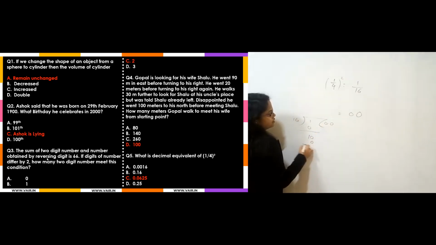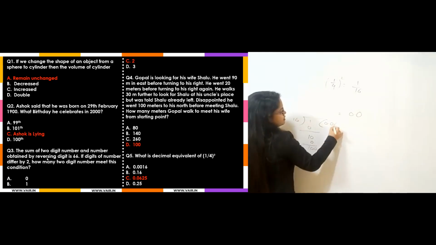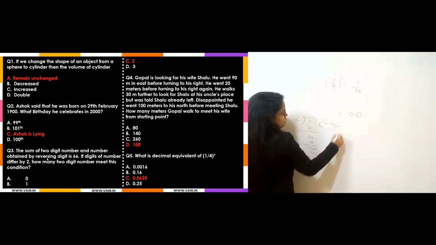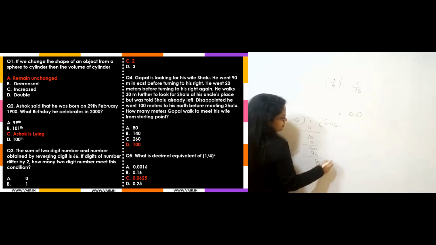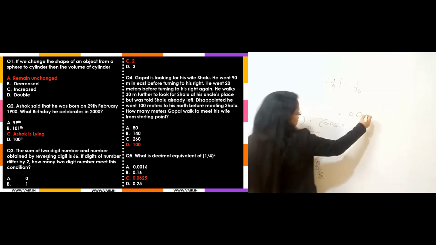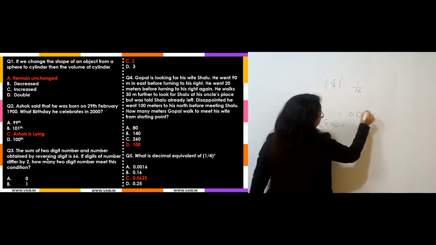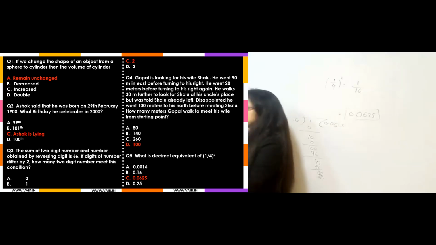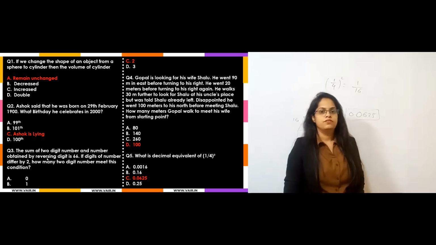Again 16 zeros are 0. Again what will it be? 16 6s are 96. There is a 4. 16 2s are 32. There is an 8. 16 5s are 80. So what was the answer here? Simply it was 0.0625. Their answer was option number C, that is 0.0625.